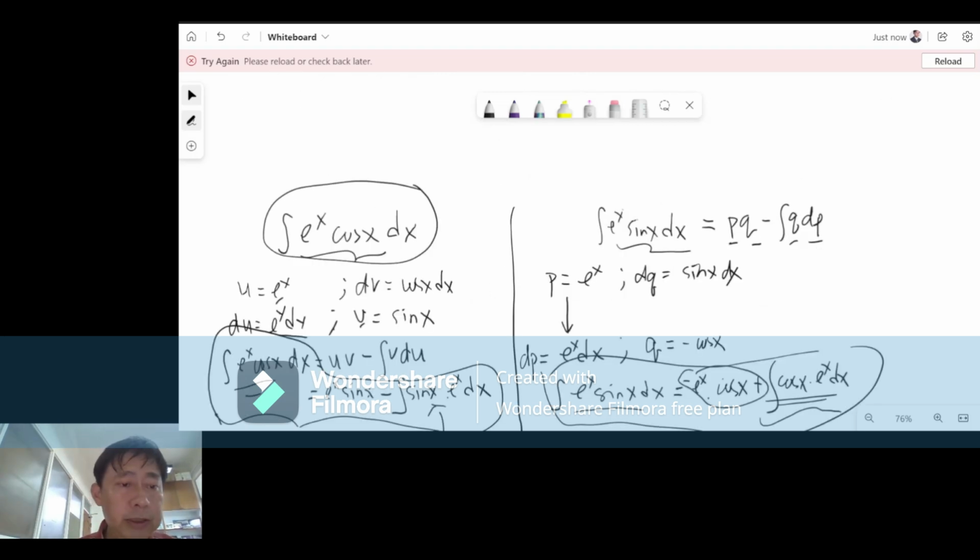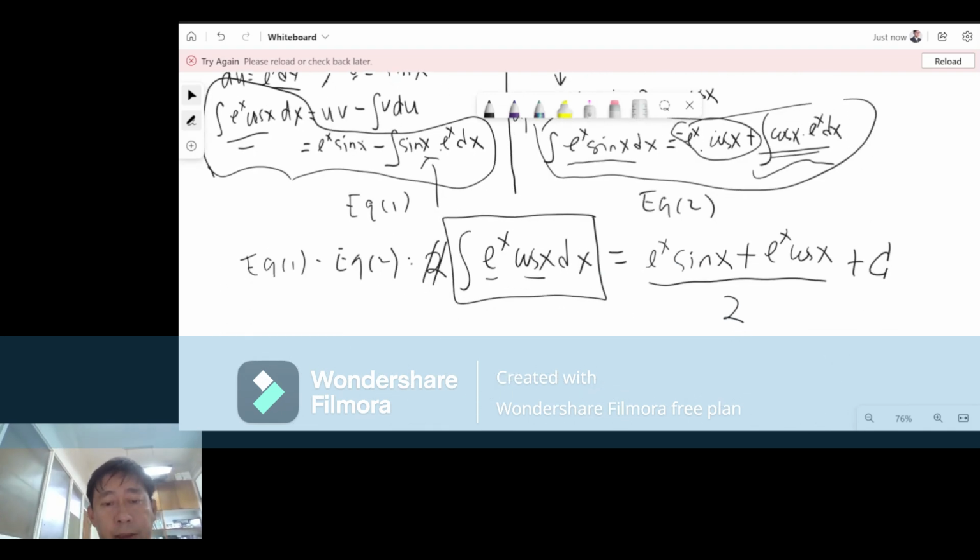So the conclusion is, if you were to calculate the integration of e power x cos x using integration by parts formula, it is necessary for you to also perform the integration by parts for the integration of e power x sin x. Then you combine the formula for both integration, you'll be able to arrive at the integration of e power x cos x.